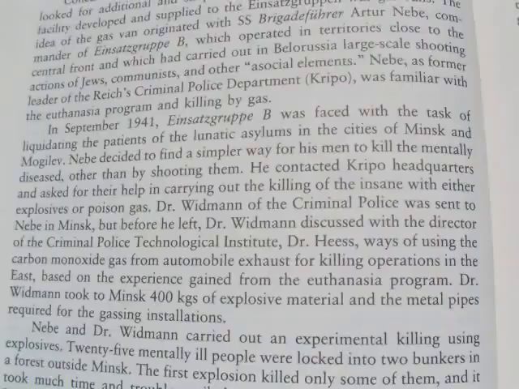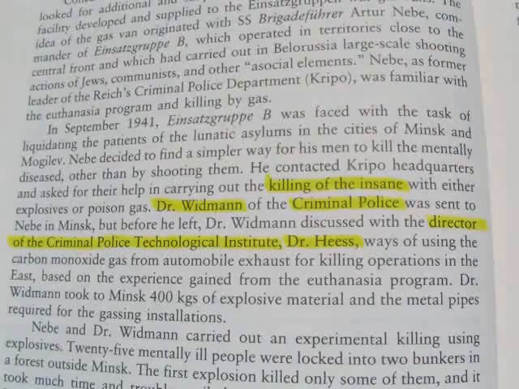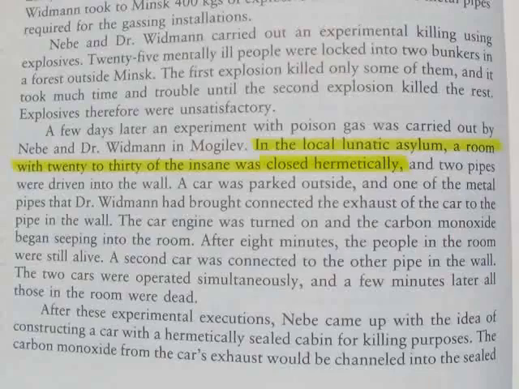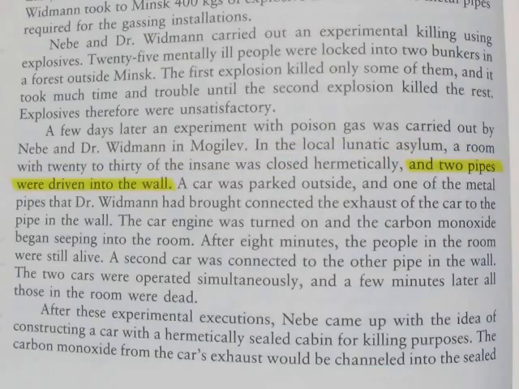I almost found the presence of two pipes mentioned in Arad. He mentions an early test gassing of the insane on page 10. Two doctors are involved: Dr. Widman of the Criminal Police, who consults Dr. Heese, director of the Criminal Police Technological Institute. And here's how they do it. In the local lunatic asylum, a room with 20 to 30 of the insane was closed hermetically, and two pipes were driven into the wall. This looks correct, one to let the exhaust in, and one to let the air that's already in the room out. But watch what happens at the end.